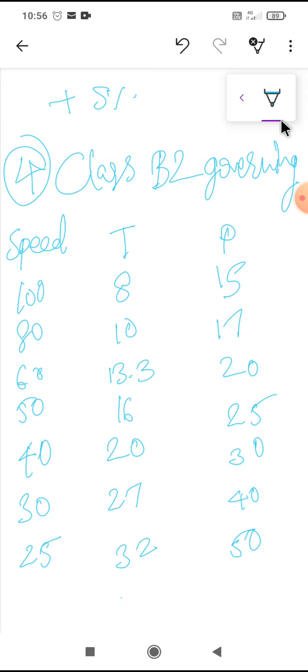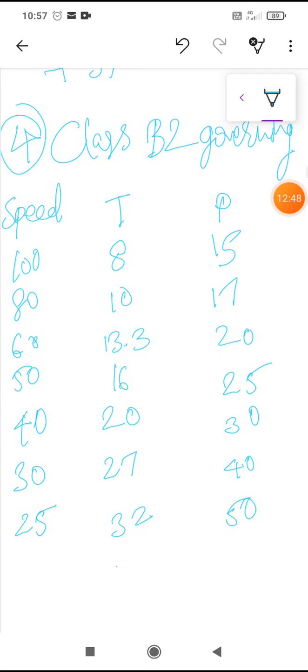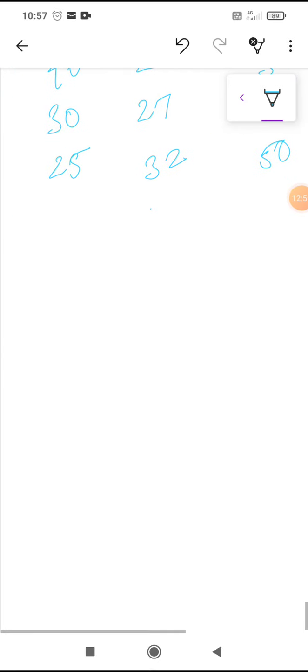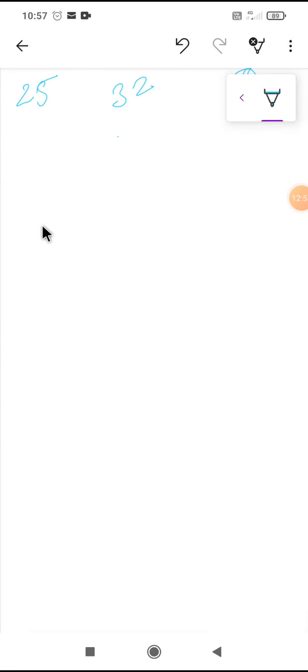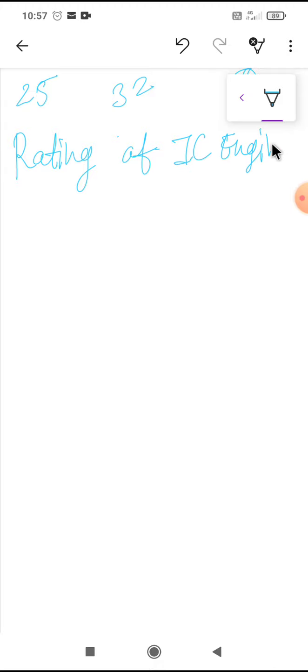Now we will see the rating of an IC engine, that is internal combustion engine. So let's see the rating of IC engine. So rating of internal combustion engine. So here also the rating is given in A and B.